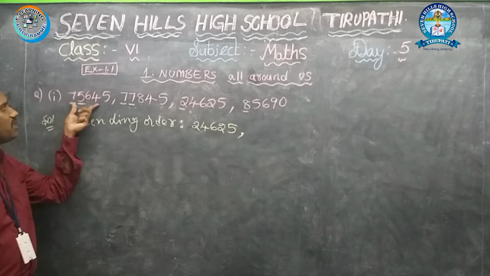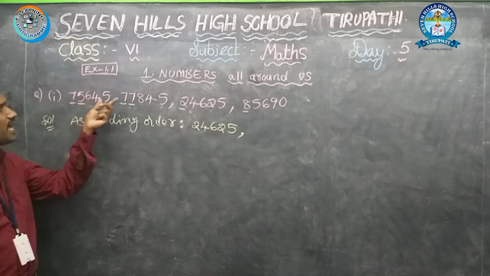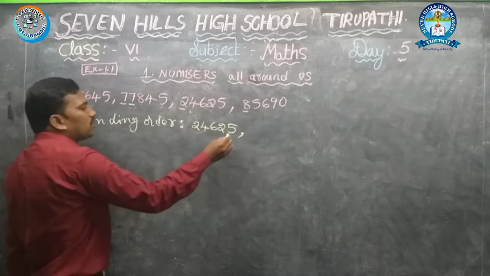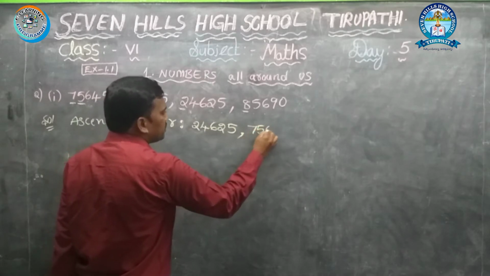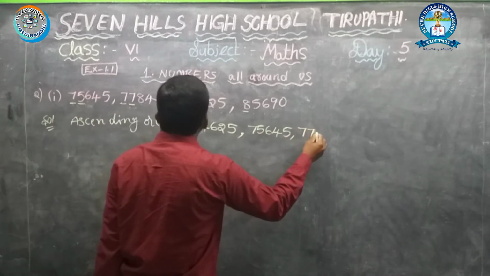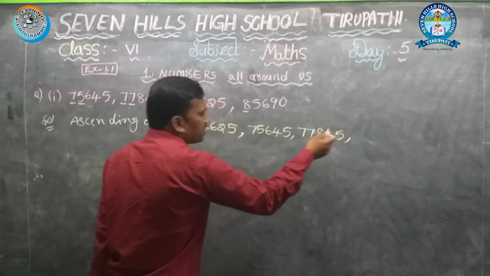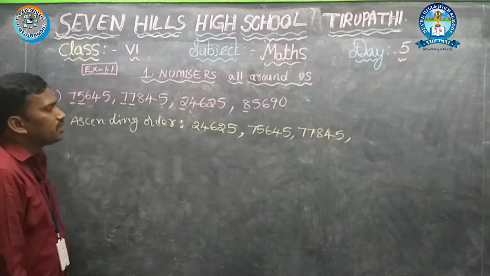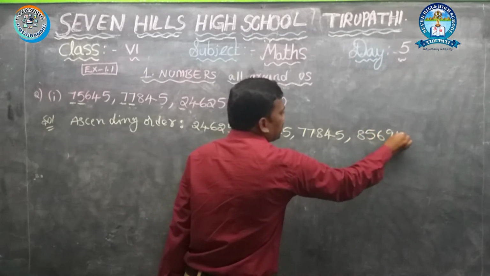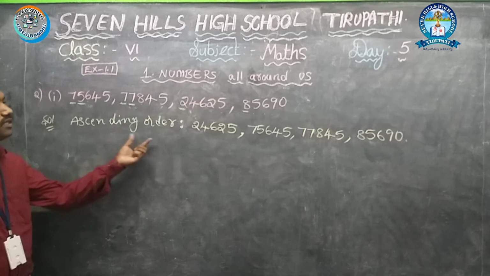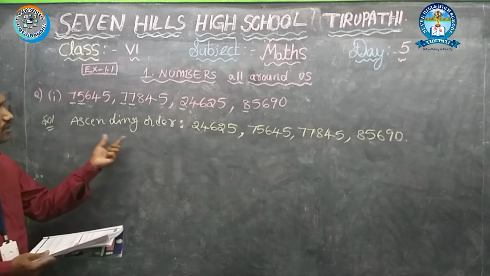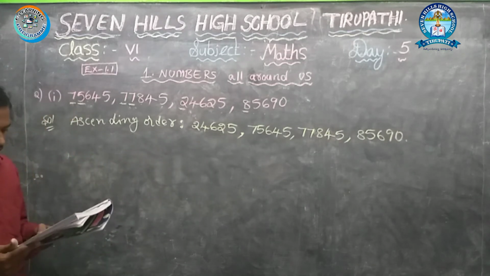So 75,645 is less than 77,845. So this is the smallest one. So after 75,645 comes 77,845. After that, 85,690. So this is the ascending order for the given numbers. Okay, given question. So this is the way to find out ascending order.